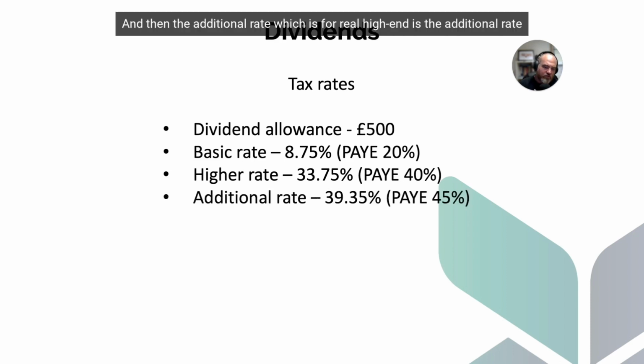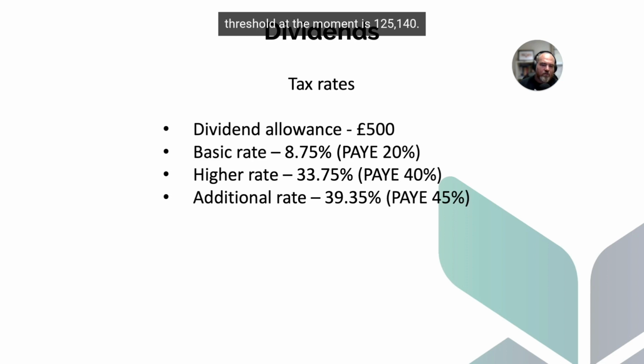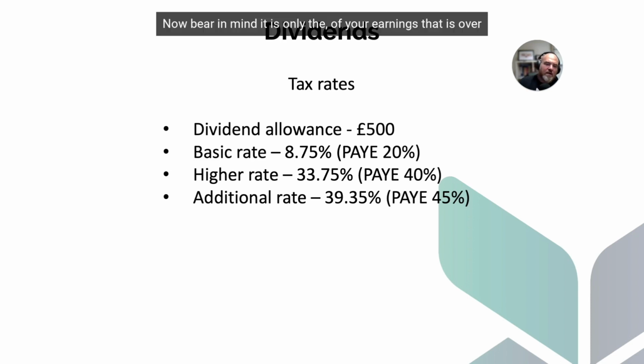And then the additional rate, which is for real high earners, the additional rate threshold at the moment is £125,140. So if you earn more than that in terms of combined income, then if you take a dividend, the rate will be 39.35%. And that obviously compares to PAYE at a rate of 45% for additional rate taxpayers. Now, bear in mind, it is only the portion of your earnings that is over that threshold.